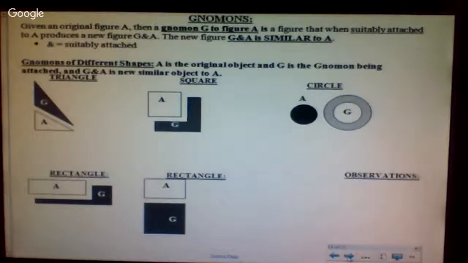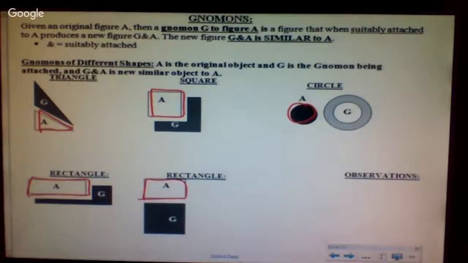All right, last thing we need to talk about: gnomons. When we're dealing with gnomons, you're going to have all of these original figures, and these are your ones in white. Yes, these are your original.